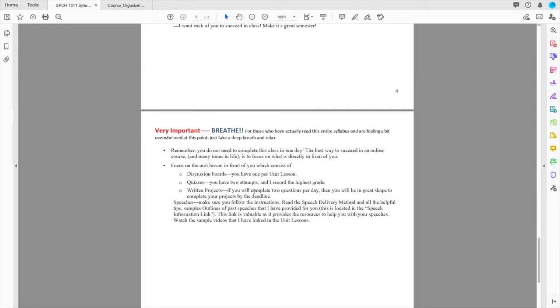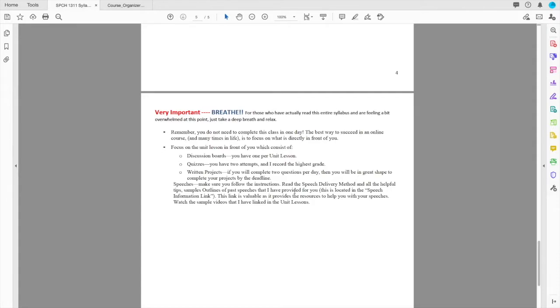Make sure you follow the instructions. Read the speech delivery method and all the helpful tips. I have provided sample outlines and sample PowerPoints of past speeches in the unit lesson, and they're also located in the speech information link. This link is valuable as it provides the resources to help you with your speeches. Watch the sample videos that I have linked in the unit lessons. And again, please email me with any questions or concerns. That will be the best way to reach me.